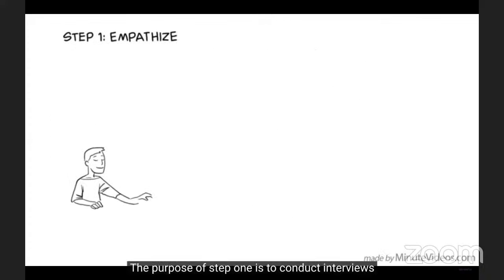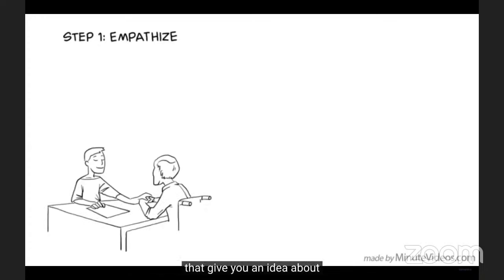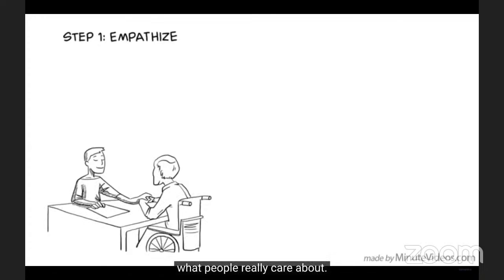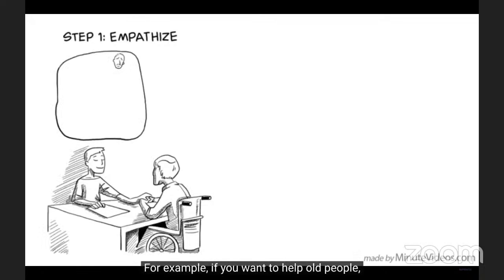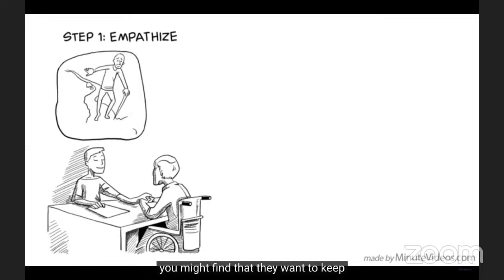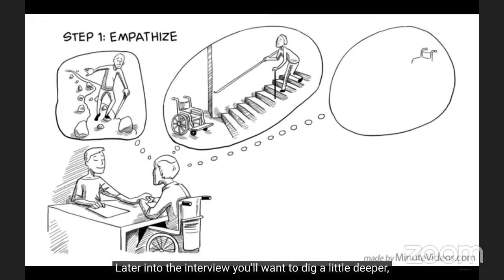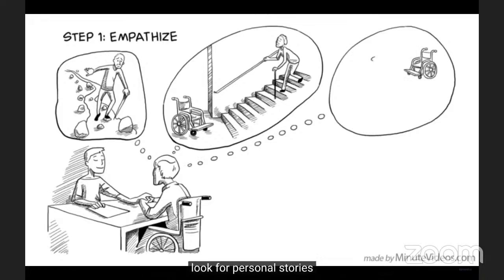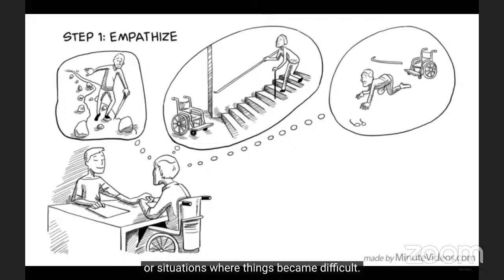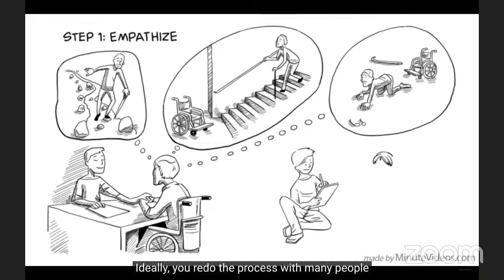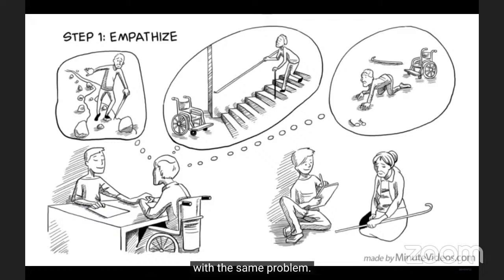Step 1. Empathize. The purpose of Step 1 is to conduct interviews that give you an idea about what people really care about. We need to empathize with their situation. For example, if you want to help old people, you might find that they want to keep the ability to walk around. In your conversations, they might share with you different ways they can do that. Later into the interview, you'll want to dig a little deeper. Look for personal stories or situations where things became difficult. Ideally, you redo the process with many people with the same problem.